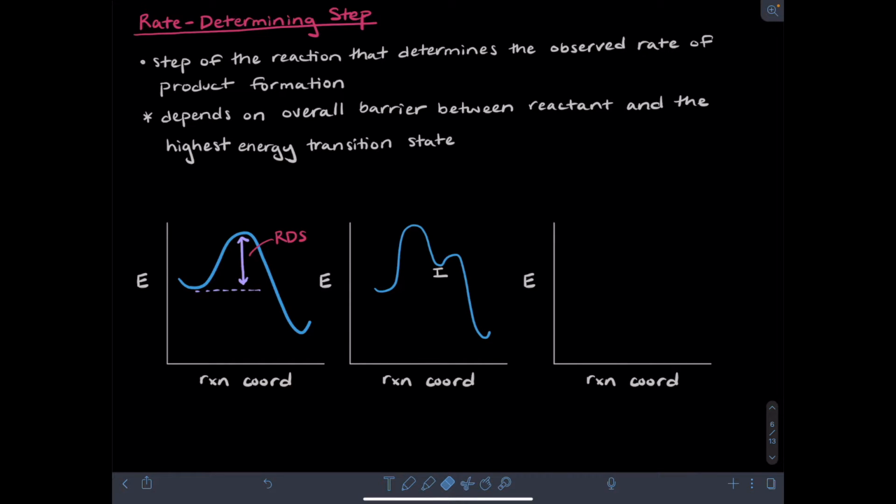Now let's consider a scenario where we have a two-step reaction. Here I have two transition states as well as an intermediate in between the reactants and products. In this example, the biggest overall barrier is going from the reactants to the intermediate. So this would be my rate-determining step. We could consider another two-step reaction where there's an intermediate here as well, but now my first barrier is smaller compared to my second one. In this case, the second step is the rate-determining one because it has the largest barrier between the reactant energy level and that of the highest energy transition state.